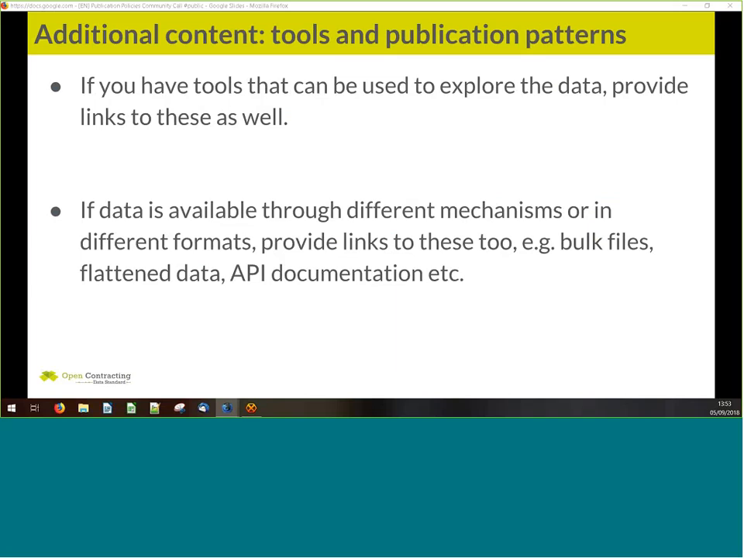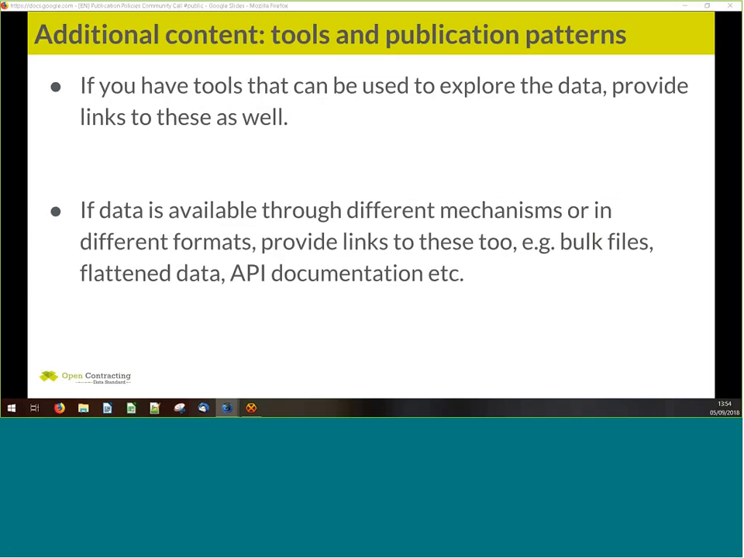Often we see in open contracting initiatives, it's not just the data that's published; there are also tools to go with that to help users explore the data. So again, providing links to those in your publication policy can help users discover them. If they're working with a piece of data, they follow the link to the publication policy, and then they find in there that actually there's already another type of tool that can help them explore that data. So that's really important to include.